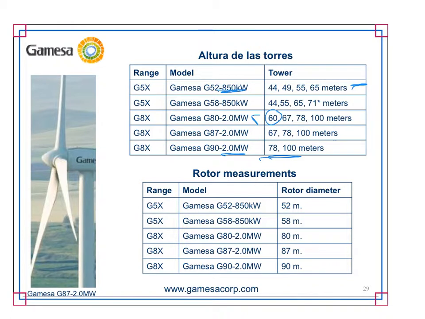So its blade design is going to be a little different than it would be for the G8X that's 100 meters, for example. So you can take a look at some of the rotor diameters here. Our 80 meter, 87, 90, these are all for the 2 megawatt units.